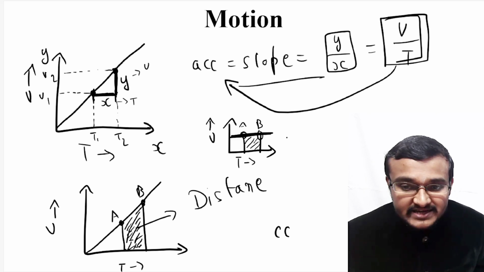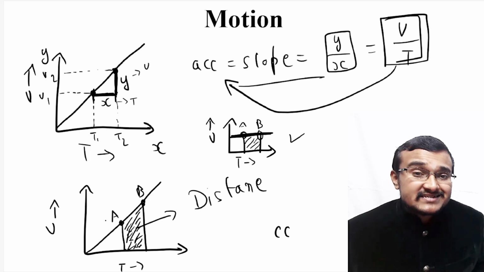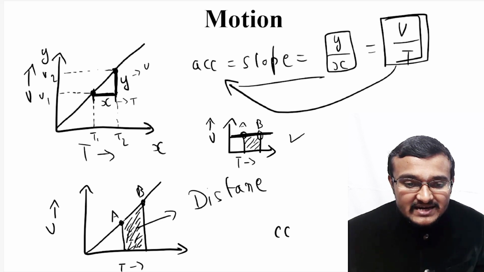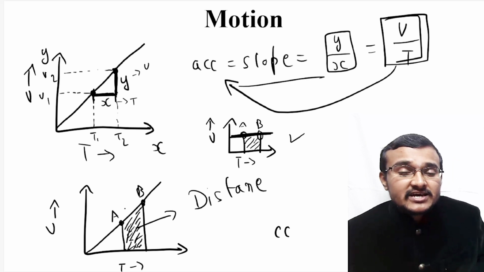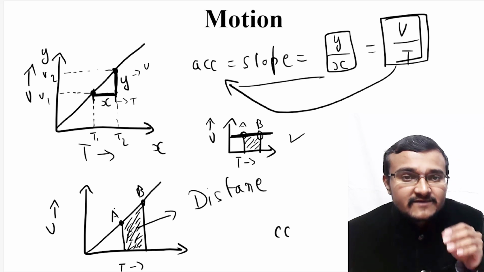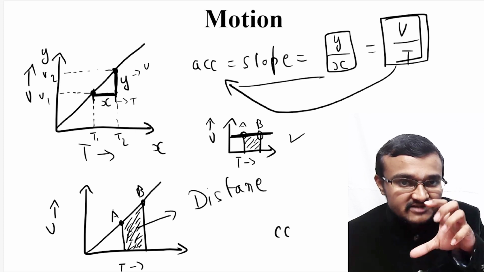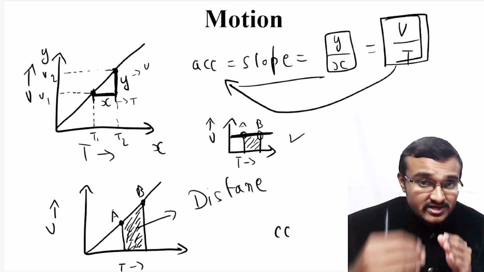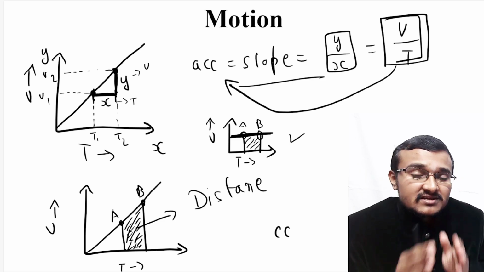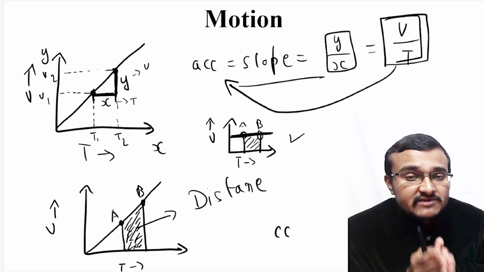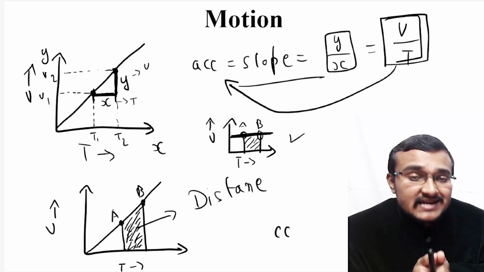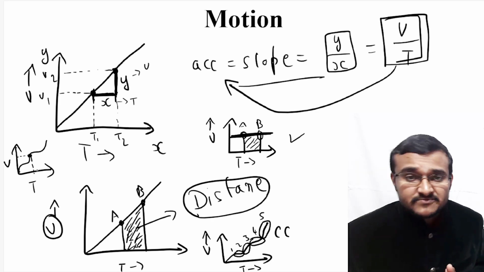Similarly, in this VT graph, when there is uniform acceleration as well, if you consider the area under point A and point B, you will get the distance traveled. Whatever the area is for the region below the graph from point A to B, the area of that region will give you an idea about how much distance this vehicle has covered. So this is all there is in this video.